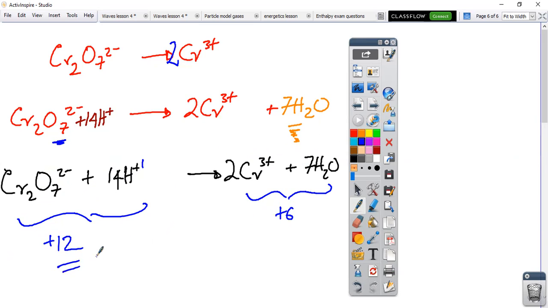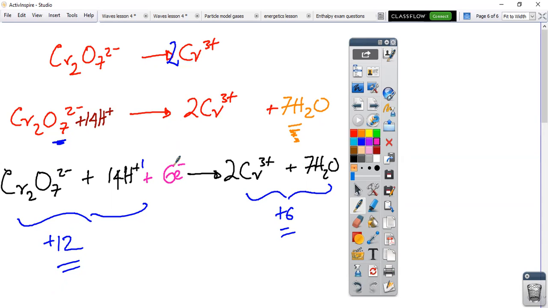So you've got a big number here, plus 12, and you've got plus 6. So in terms of electrons, what is the charge on an electron? Minus 1. So I'm going to have to add electrons. Where should I add them? This side. Can you see why? Because then I can reduce this down to 6. So what number do I need to put in terms of electrons? 6 e minus. Very good. And that's it, Bob's your uncle.